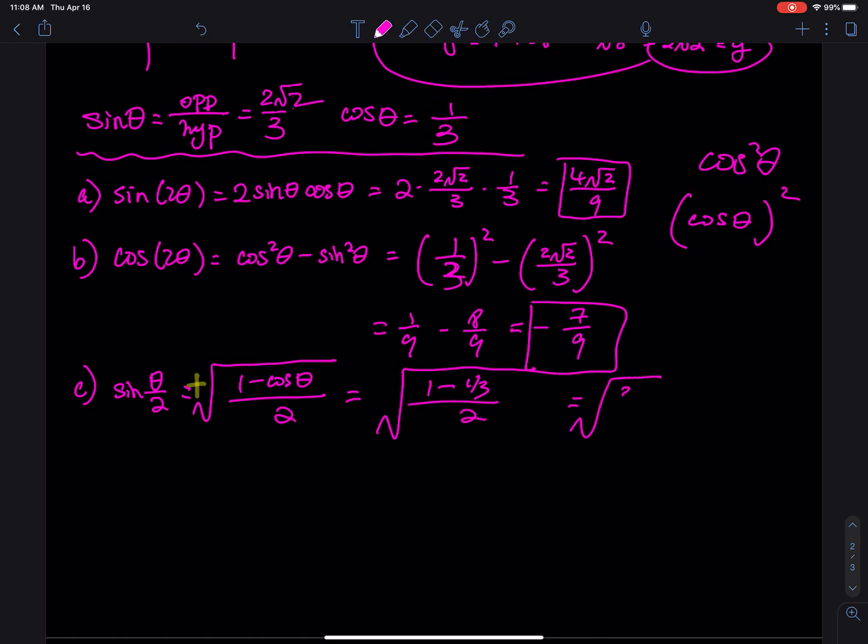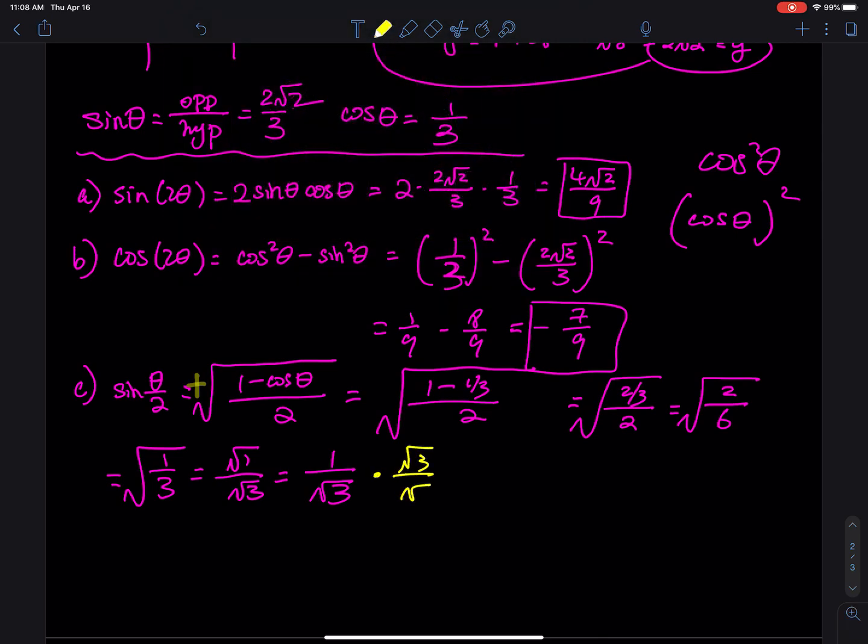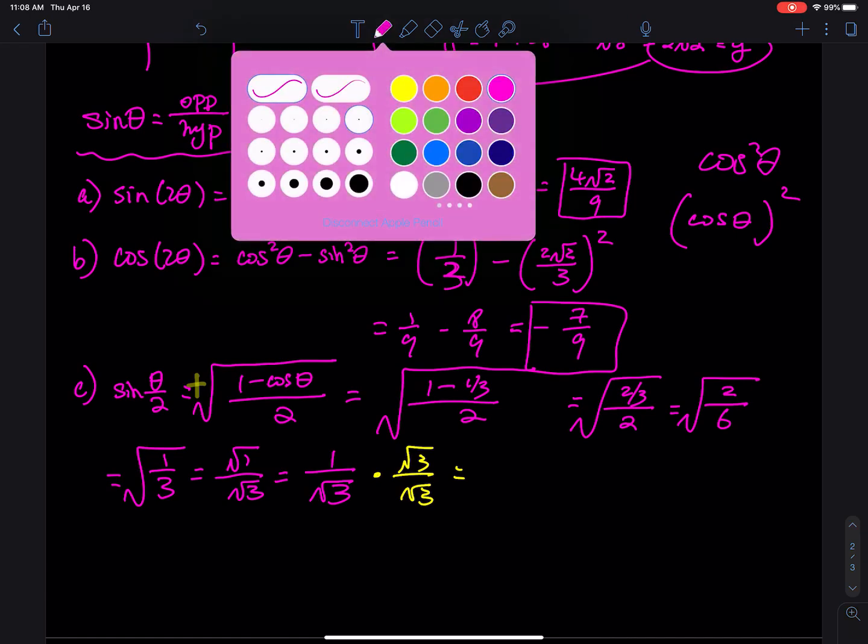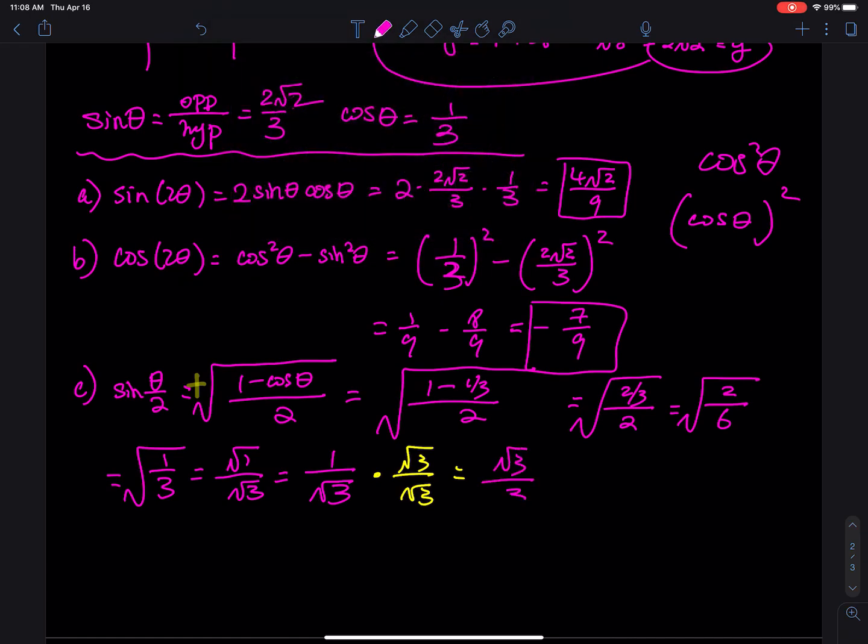So that will be the square root of 2 over 3 divided by 2. That will be the square root of 2 divided by 6. So 2 divided by 6 is 1/3. So that is root 1 divided by root 3, so you have 1 over root 3. And then you have to rationalize, right? So to rationalize, you multiply the top and bottom by root 3. That equals root 3 divided by 3. That is your answer. So this yellow step is called rationalize.